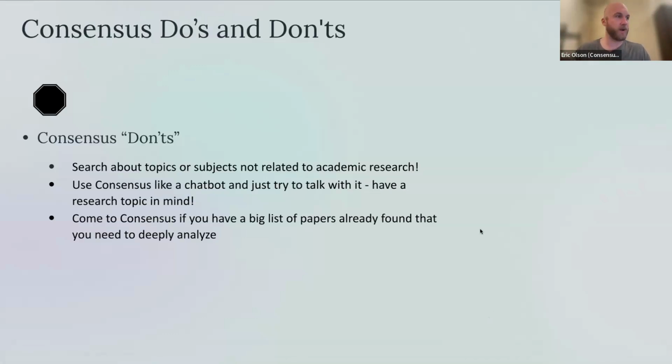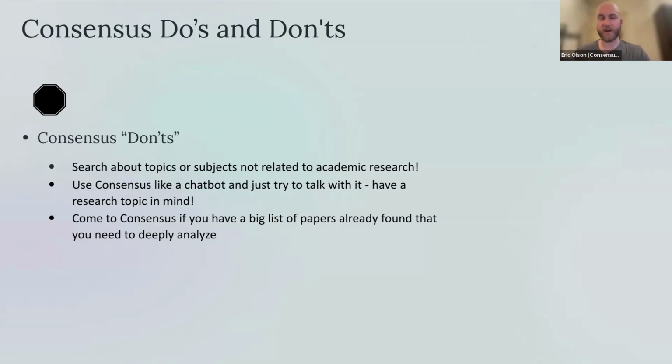All right, so quickly talk about some Consensus don'ts. First, it might be obvious, but we are a product for academic research. We are not a general purpose consumer tool. So you should not come to Consensus expecting a product that is going to return you information about things that aren't related to academic research. If you type in, hey, what is the weather in San Francisco today? That information doesn't live in an academic paper. Consensus will not find you any relevant information. If you have a general purpose query, you should go to a general purpose search engine.